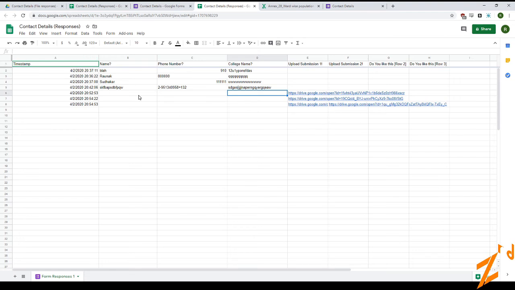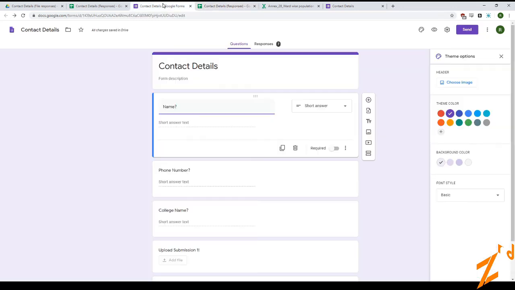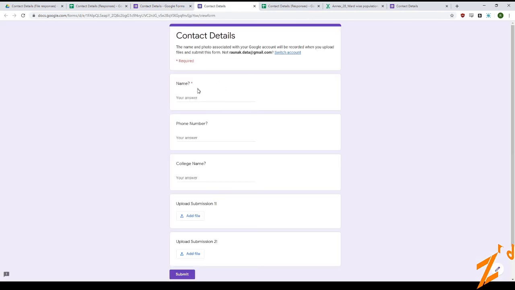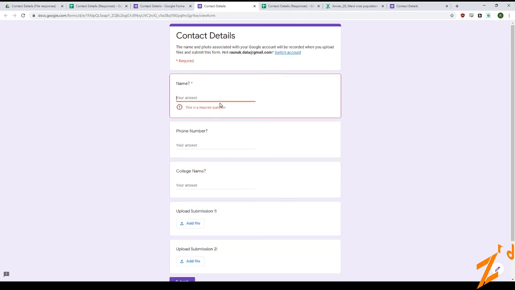So to prevent that and to make sure that people always answer a particular question, we use required, which basically means someone cannot submit the form without having answered that particular question. The way that looks on the form itself is with that asterisk, which is required. So if I haven't filled that, if I say submit, it'll say this is a required question.